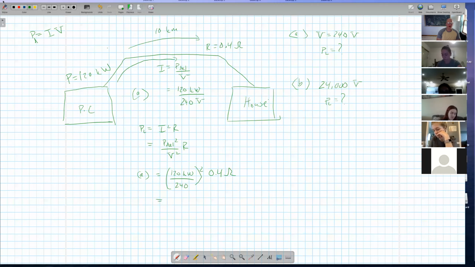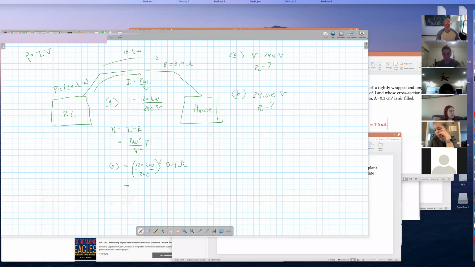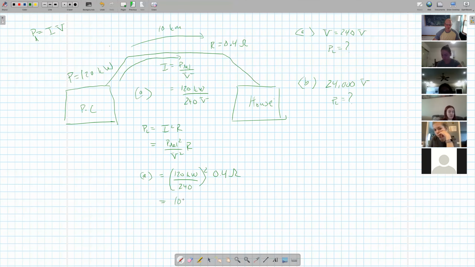So this works out to be, for part A, about 100 kilowatts being lost, which is roughly 80% of the power. So that means by the time it goes from the power company to your house, 80% of the power being generated by the power company is automatically gone, if you're making a voltage of 240 and sending that same 240 across the wire.